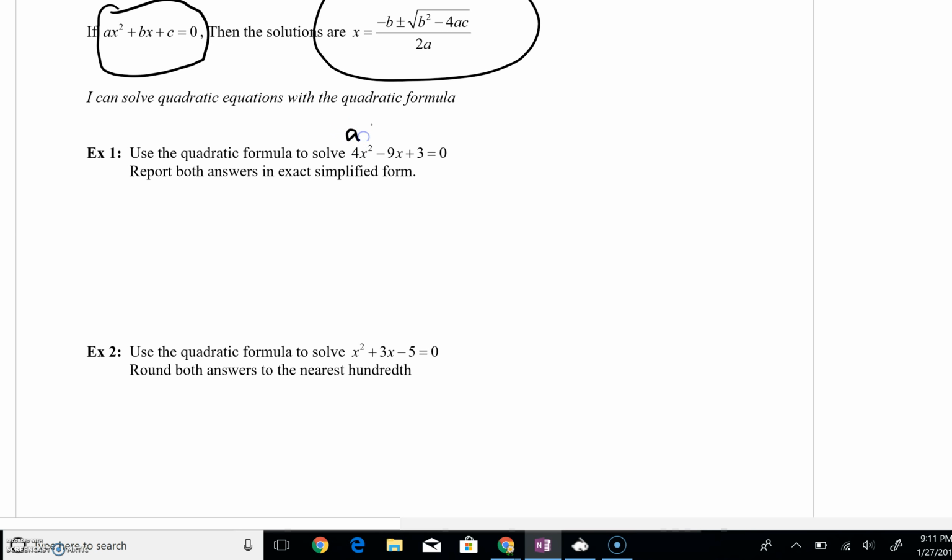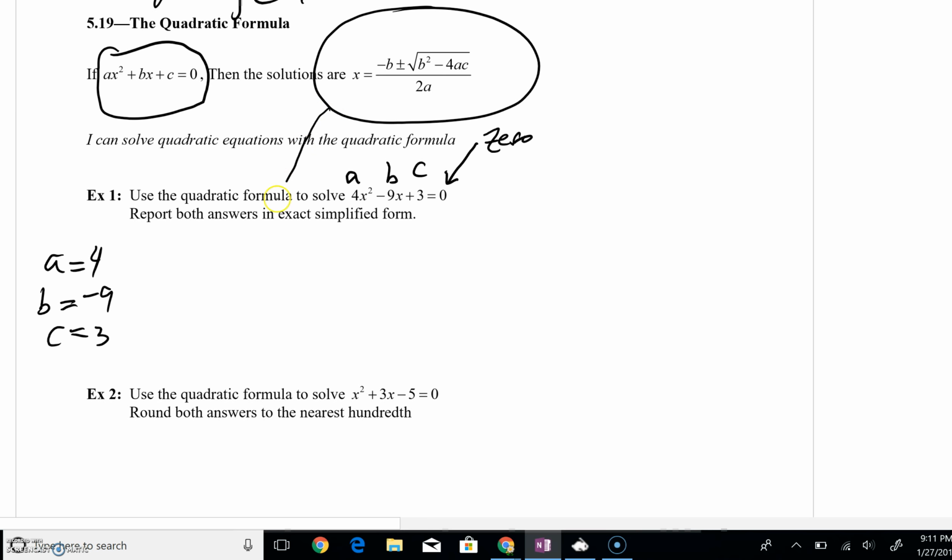Whatever's in front of your x squared is your a. Whatever is in front of your x is your b. The constant is c. You must check that you have 0, though. If you don't have 0, you've got to move terms over. Well, I'm going to write over here that a is equal to 4, b is equal to -9, and c is equal to 3. And we're going to go ahead and use this formula here.